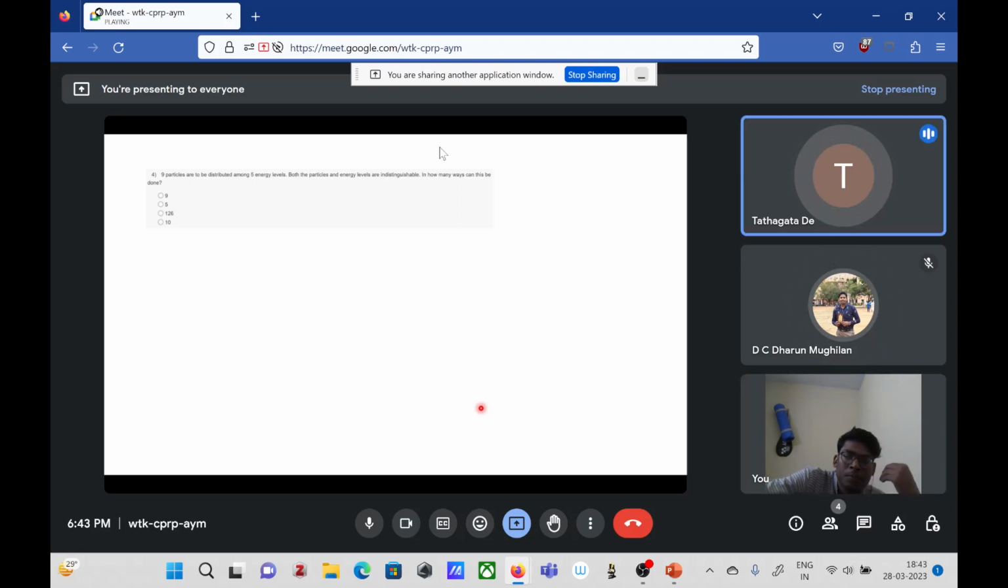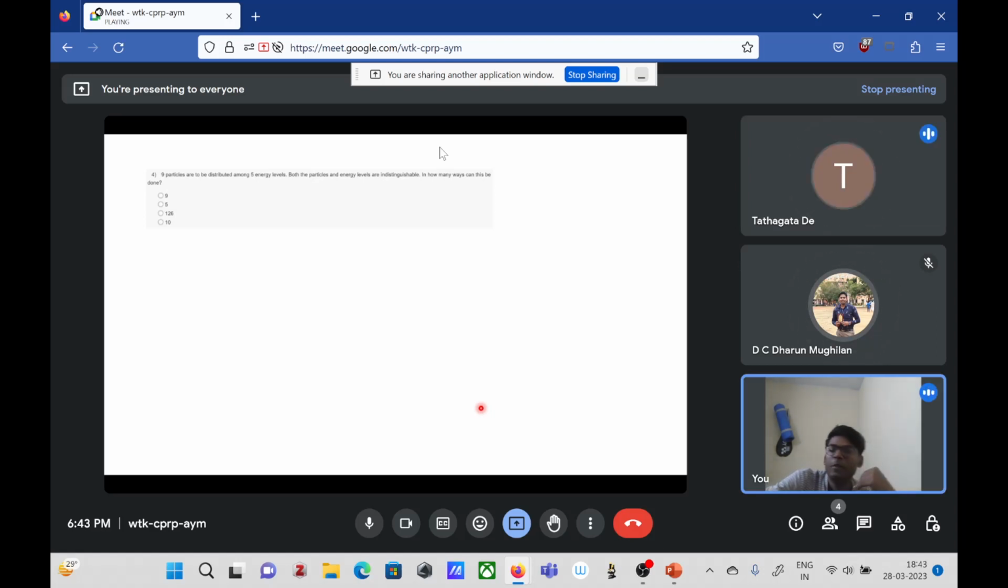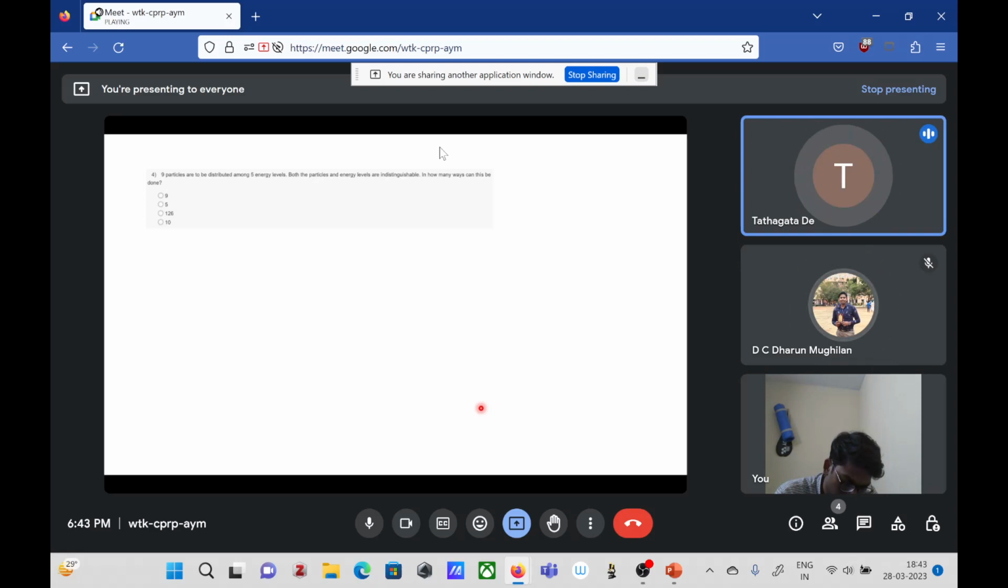So this is a pretty simple question. 9C5? Why? Because 9 particles and 5 energy levels.